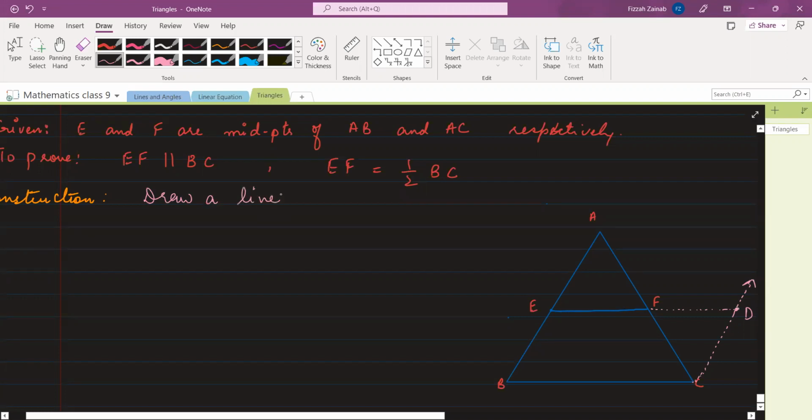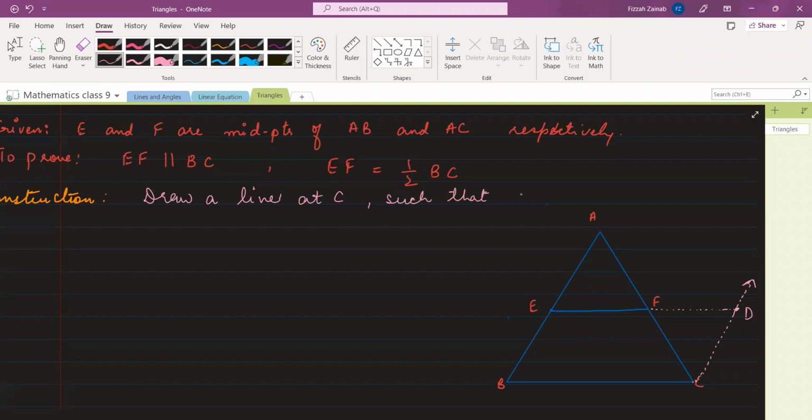Draw a line at C such that this CD will be parallel to AB. Understand? So I have drawn it like this. Now let us do the proof. Now look at this. Now I have AB is parallel to CD. Why? Construction. I have done the construction like that. Clear? And we say that AC is transversal.